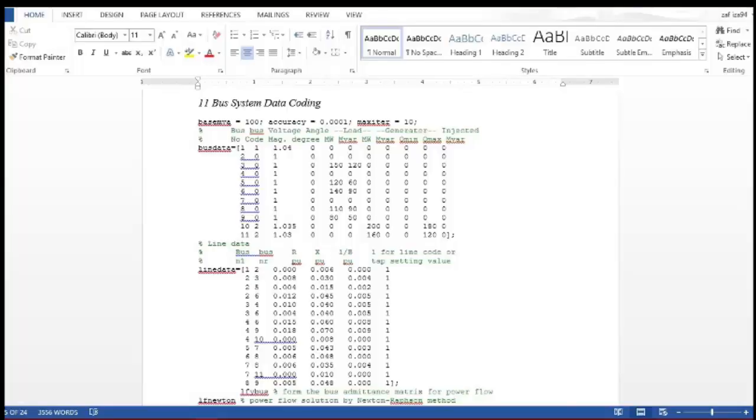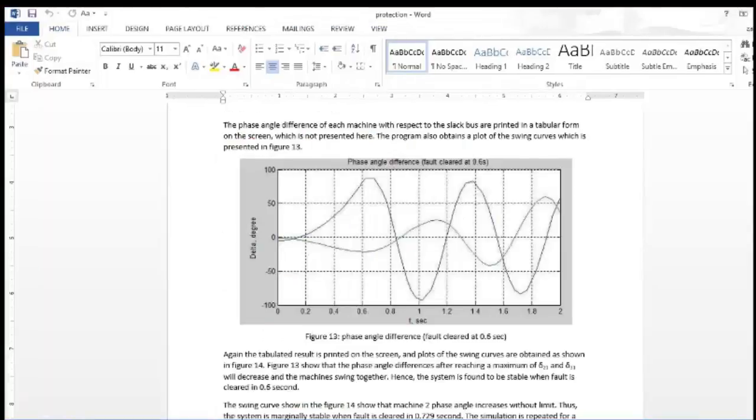Then, with respect to the slack bus, this is printed in tabular form on the screen, which is not presented here. The program also obtains a plot of the swing curve, which is presented in figure 13 below. As we can see, the phase angle difference fault is clear at 0.6 second, and then we see that the tabular result is printed on the screen.